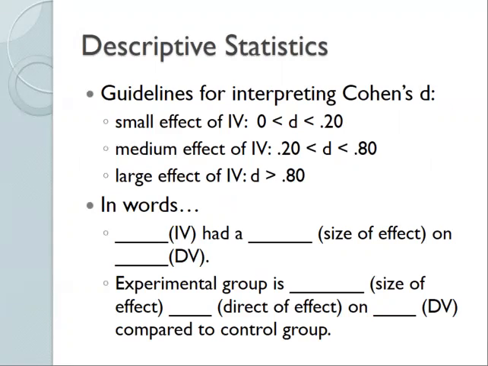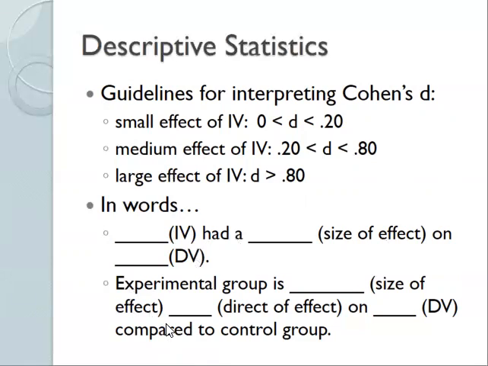Okay. So these are some kind of rough guidelines for interpreting Cohen's d, or the effect size. So a small effect size is a d of less than about 0.2. A medium effect size would be between 0.2 and 0.8, and a large effect size would really be greater than 0.8. These aren't hard cutoffs, but these are kind of general guidelines. And then you also need to be able to kind of describe it in words. Okay, so you want to talk about how big of an effect size. So you might say something like the independent variable had a large or medium effect on the dependent variable.